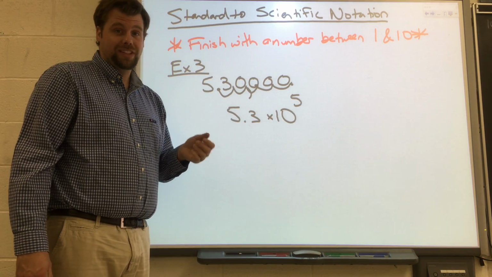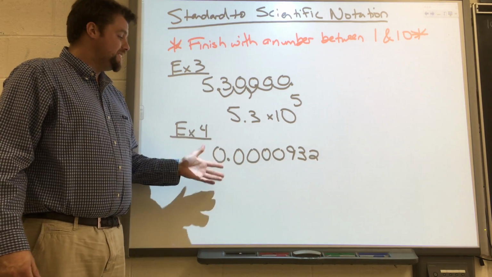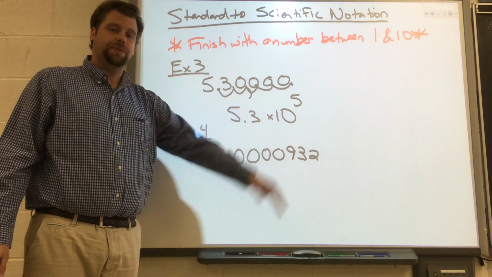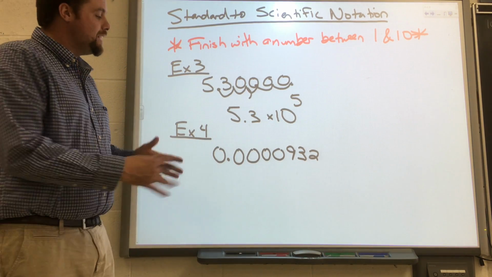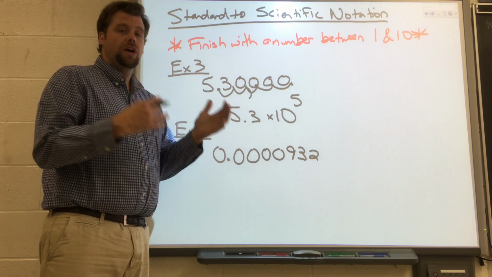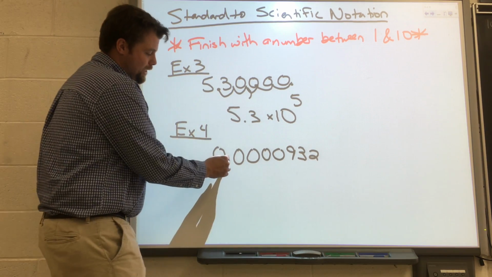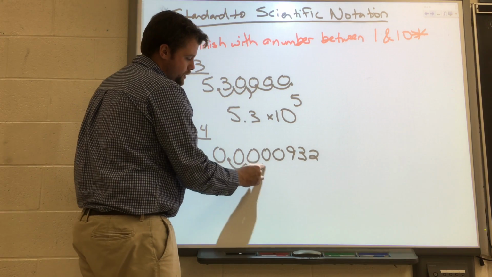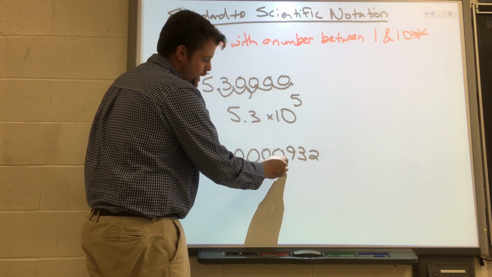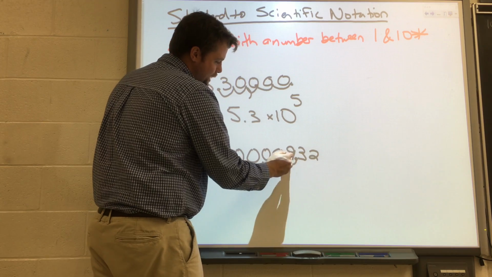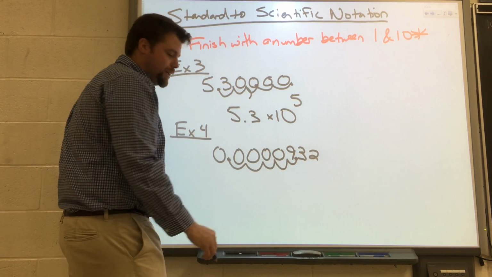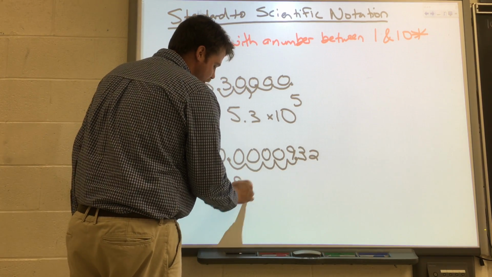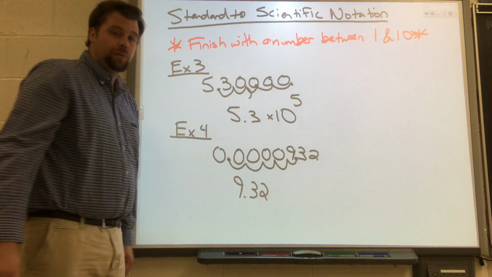Let's take a look at another example. Here we have 0.0000932. We want to move this number and represent it so it's between 1 and 10. So I start with the decimal, and I'm going to move it to the right. Once, twice, 3 times, 4 times, and 5 times, and I end up with 9.32, which is between 1 and 10, which I want.